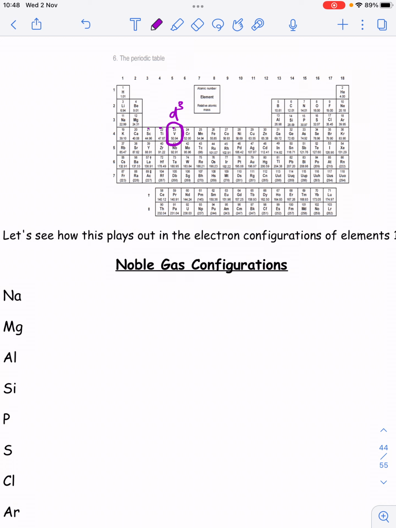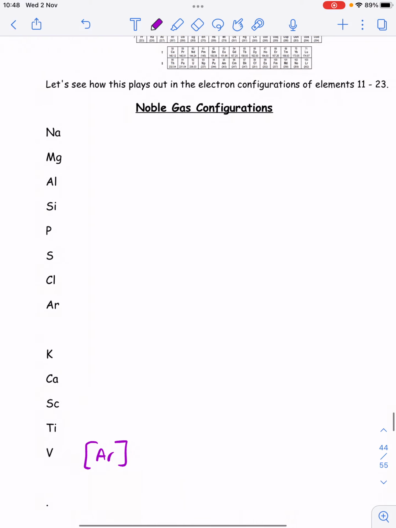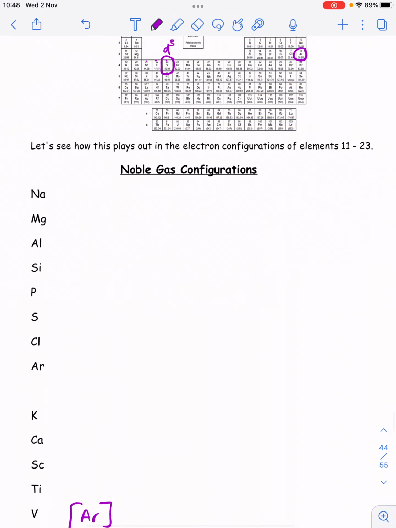Now if I want to figure out the noble gas, I look at the last noble gas that I passed. So that's Ar. So I will start vanadium's configuration with an Ar in brackets. This is if I'm doing a noble gas configuration, not a full configuration. And then I have to do everything after Ar.